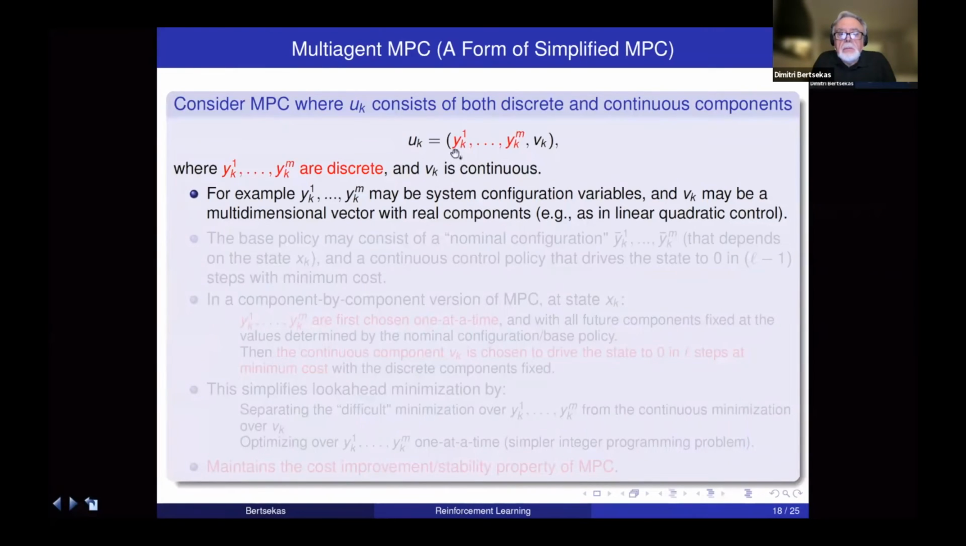Now, if you try to apply plain vanilla MPC with a control space like that, you have a serious problem, because the MPC problem, the MPC minimization over L steps, becomes an integer programming problem with a potentially large number of integer variables. These Y's complicate the solution a lot.